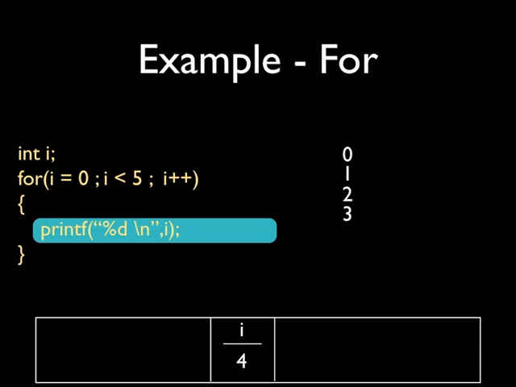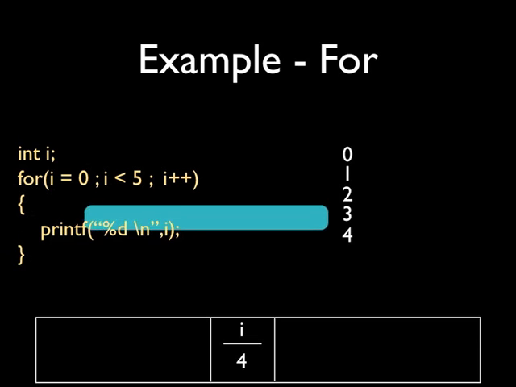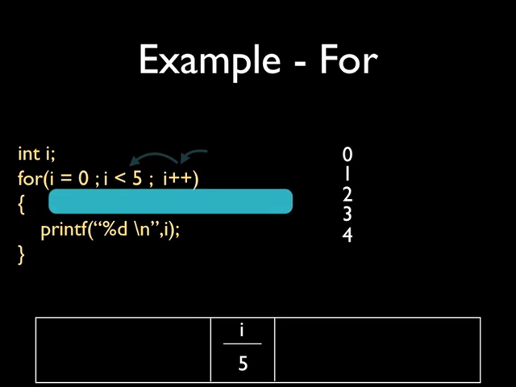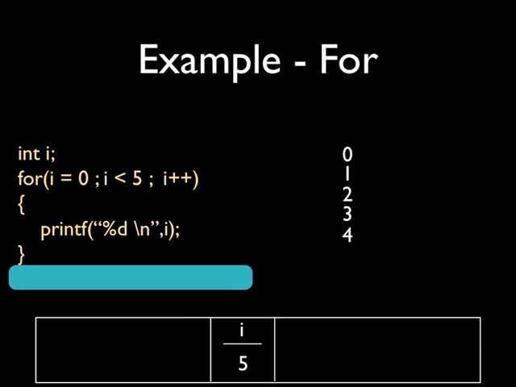We print the value of I out to the screen, so 4, hit the close bracket, jump back up to the top. Now we do I++ again, to make I's value 5. We check the condition if 5 is less than 5. In this case, that's now false. So we jump over the whole thing and exit the loop entirely.